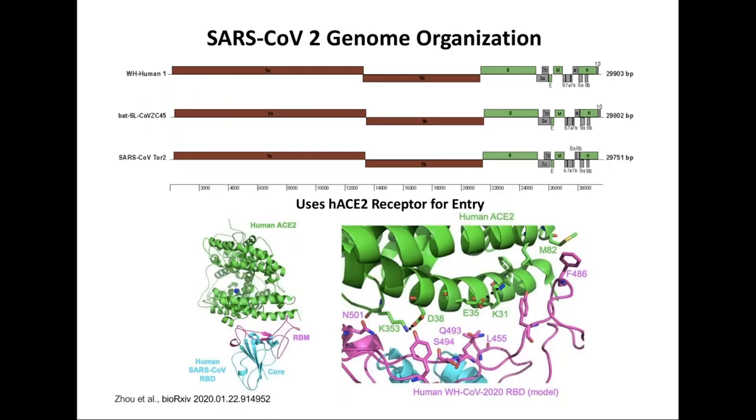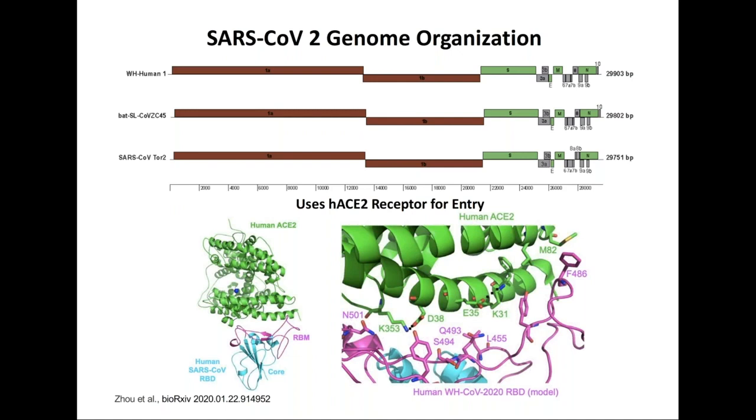The genome organization of Wuhan and SARS-2 are the same, and we're going to focus on the spike glycoprotein shown there in the big rectangle with S written in the middle of it, which is the location of the spike gene. Early modeling studies by our groups and others had argued that the SARS-2 spike glycoprotein would be able to bind to the human ACE2 receptor. This is some modeling data from that paper.